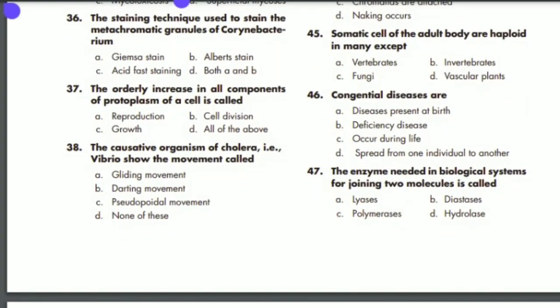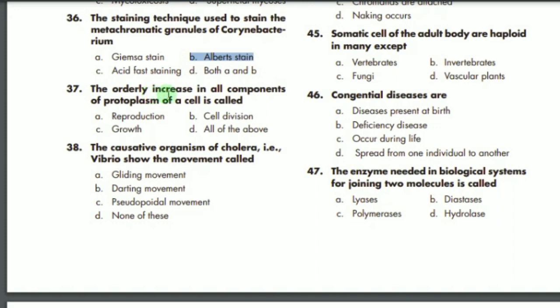MCQ number 36 says the staining technique used to stain the metachromatic granules of Corynebacterium. What type of stain do we use for this purpose? We mostly use Albert stain. So B is the correct option.